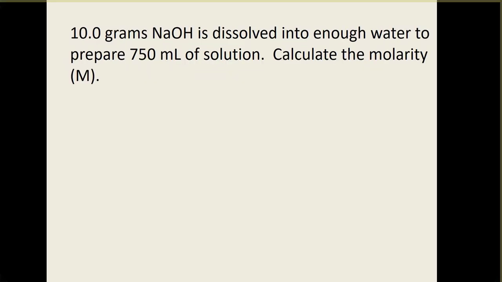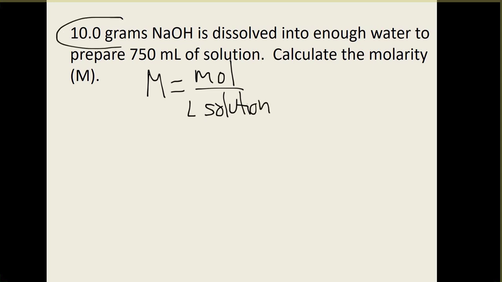Okay, let's do a problem where we calculate the molarity. This says 10 grams of NaOH is dissolved into enough water to prepare 750 milliliters of solution. So calculating the molarity, my formula is moles per liter of solution. Let's look at the problem. Does it tell us the moles? No, but it tells us grams. Does it tell us the liters? No, but it tells us milliliters. So I have to do 2 calculations first, and then I'll put it into my formula. Let's first calculate grams to moles of my NaOH.